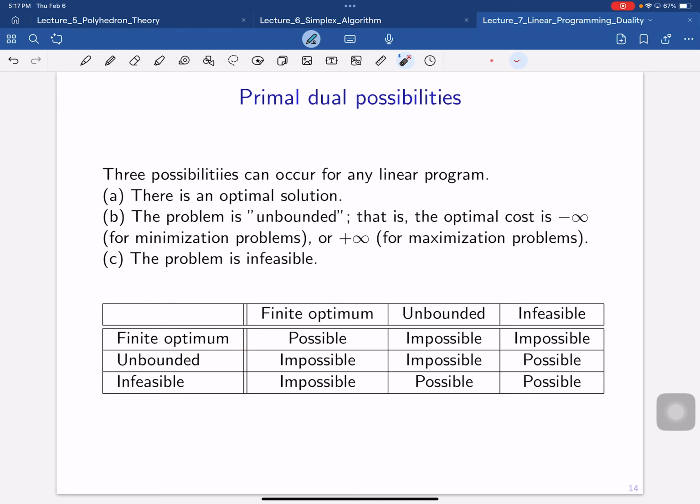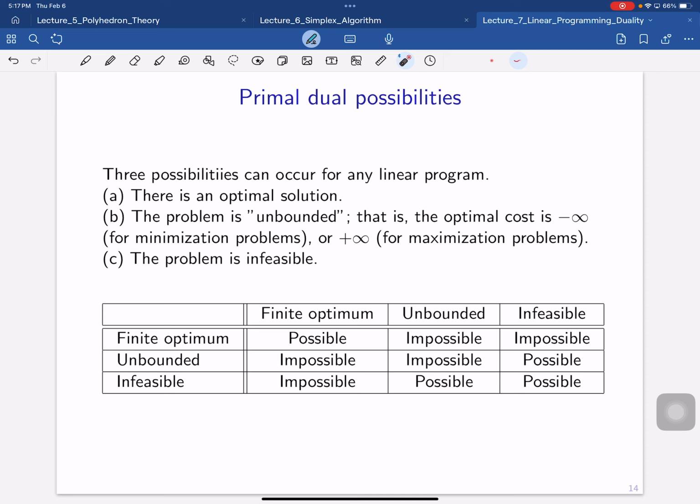Whenever the primal has a finite optimum, we already proved that strong duality holds, right? So whenever the primal or the dual is feasible and has a finite optimum, strong duality tells you that when the primal has a finite optimal, the dual must have a finite optimal, right? This is the only possibility whenever one of these has a finite optimum. Now, the cases when the problems are unbounded and infeasible are much more tricky, right?